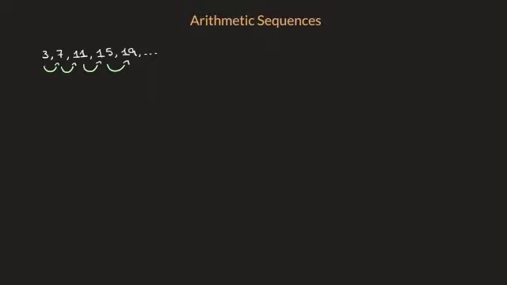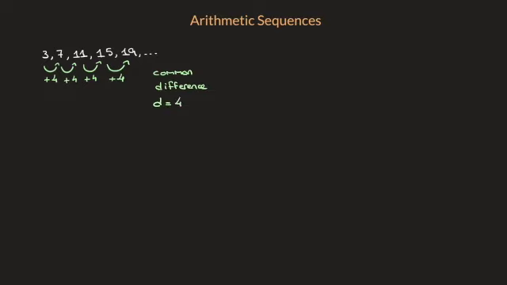Indeed, you can probably see right away here that to get from the first to the second term, I'm adding 4. From the second to the third, I'm adding 4 again. From the third to the fourth, I'm adding 4, and so on. The amount we always add is known as the common difference. So I'll just write that. That's common difference, and we usually refer to that common difference with the letter d. So in this case, d would be equal to 4.